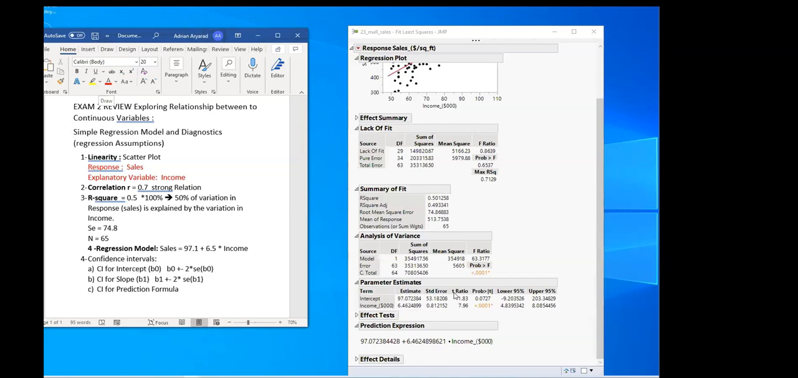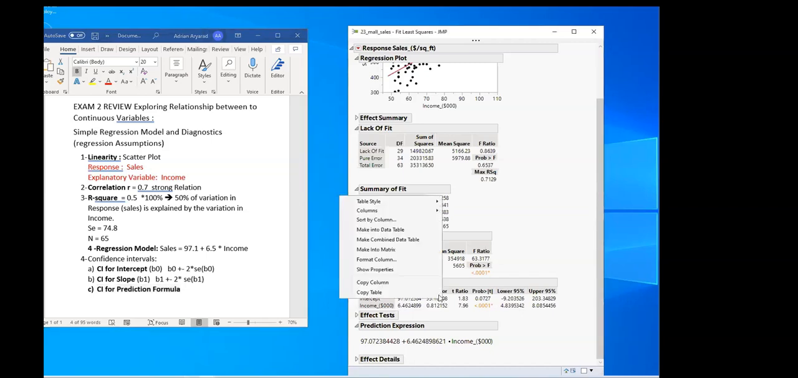Yeah, so again, there are 3 confidence intervals, right? One is for the intercept, let me just bold it. One is for the slope. And one is for the prediction formula. So these are different. And where do you get it? Under parameter estimate, right click, columns, and check the lower 95 and upper 95.